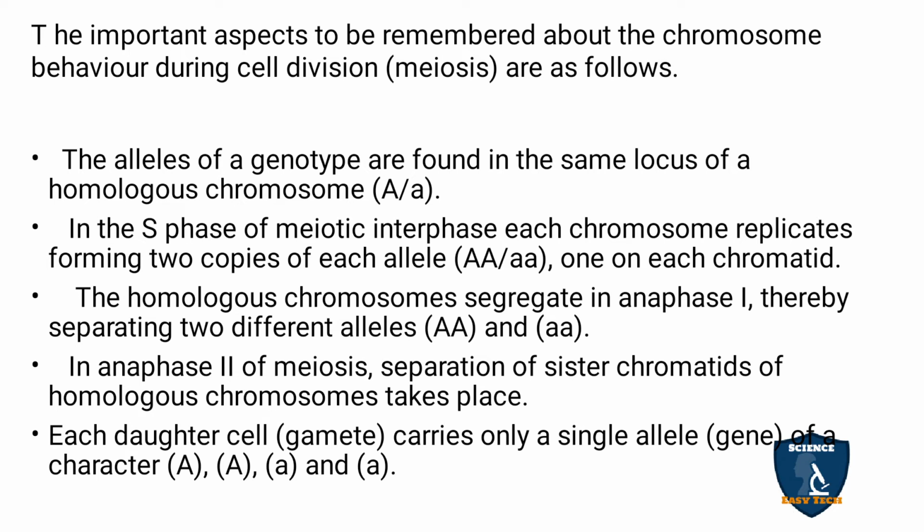In the S phase, that is the synthesis phase of meiosis, during interphase, each chromosome replicates, forming 2 copies. So they replicate, forming 2 copies of each allele, capital A or small a, one on each chromatid. Synthesis means producing. At that time a single gene can have 2 alleles, capital A or small a.